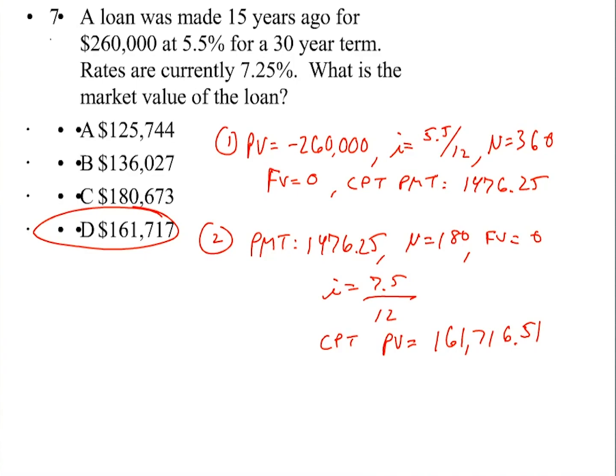Now, if someone wanted to buy this from us, so they want to know what the market value is, basically what they'd be getting is 180 payments of $1,476.25, because there are 15 years left, and that's the contractual payment. But they want to get a 7.25% return. So we take that payment, $1,476.25, 180 of them, n is 180. At the end, there'll be nothing else to pay off, so the future value is 0, and we discount it at the market rate, 7.25 divided by 12, and we end up getting a present value of $161,716.51.